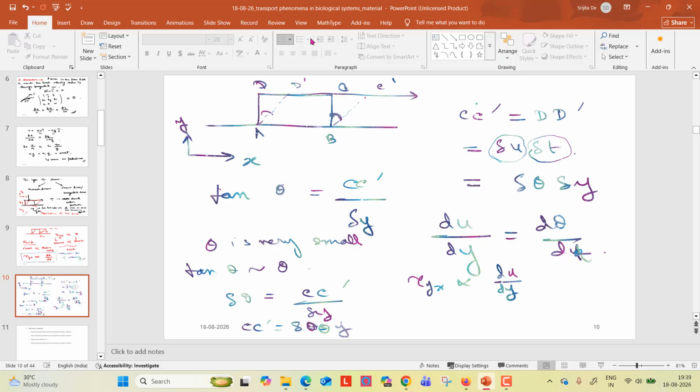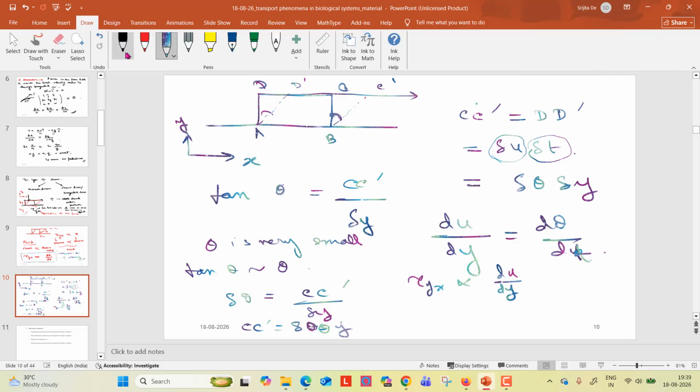So from here Newton's law of viscosity comes: tau yx equals, we have to take a proportionality constant, and we write it like mu du by dy, right? So this is your final Newton's law. Okay.